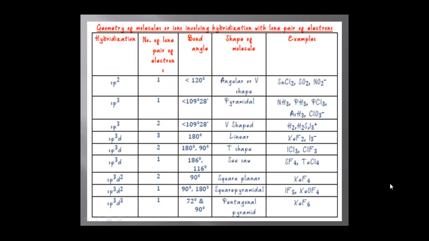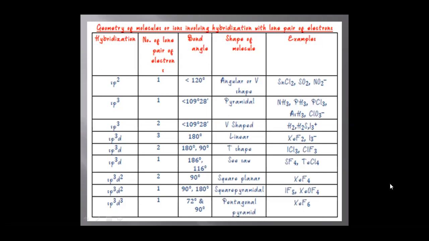Geometry of molecules or ions involving hybridization with lone pair of electrons. If the hybridization is sp2, the number of lone pairs of electrons is 1, the bond angle is less than 120 degrees, and the shape of the molecule is angular or V shape. If the hybridization is sp3 and the number of lone pairs is 1, the bond angle is less than 109 degrees 28 minutes, and the geometry is pyramidal. If the hybridization is sp3 and the number of lone pairs is 2, the bond angle is less than 109 degrees 28 minutes, and the geometry is V shape.